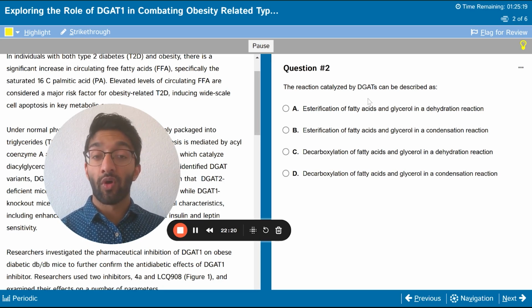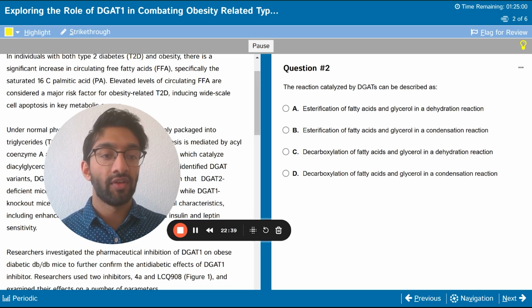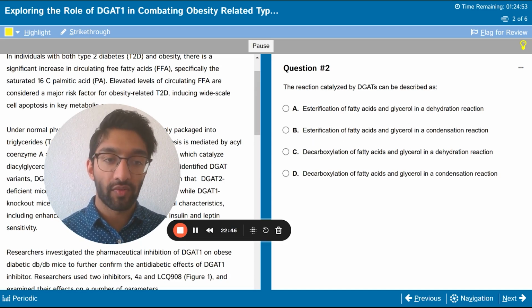And if we do this, we'll also get an idea of the structure of the question. And question structure is really key because it will make your question answering a lot more efficient. And I'll show you what I mean here. So we notice that answer choice A is esterification of fatty acids, glycerol, in a dehydration reaction. Next option, choice B, is the same thing, esterification of fatty acids, glycerol, in a condensation reaction.